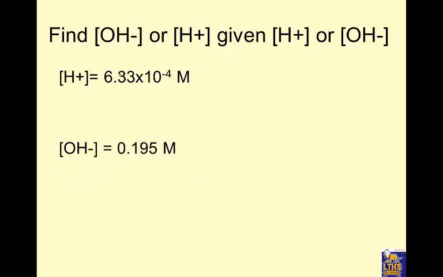Alright, so if you're given H plus and you want OH minus, one step, all you got to say is 1 times 10 to the negative 14th divided by 6.33 times 10 to the negative 4th. So you can use that KW equation, and if you do that, you find out that you get 1.58 times 10 to the negative 11th molar hydroxide concentration.